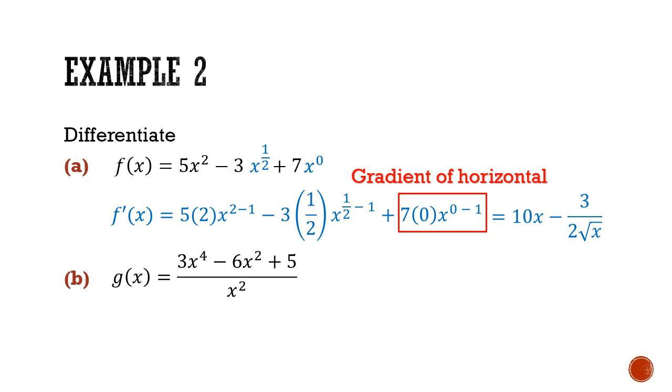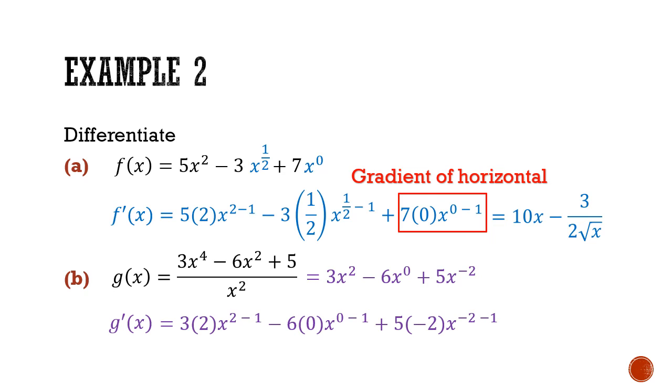For part B, we have a fraction consisting of two polynomial functions. The trick here is to just divide all the terms in the numerator by the denominator of x squared. So that will give us 3x squared minus 6 plus 5 over x squared. So the derivative g prime x would just be 6x minus 10 over x cubed. Once again, because the 6 is a horizontal line, it has 0 gradient, so that term disappears completely.